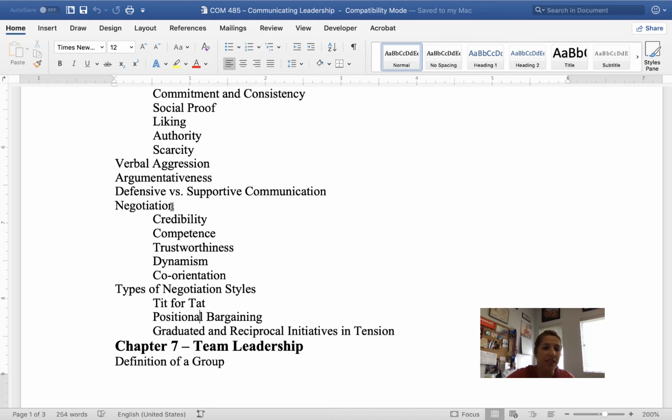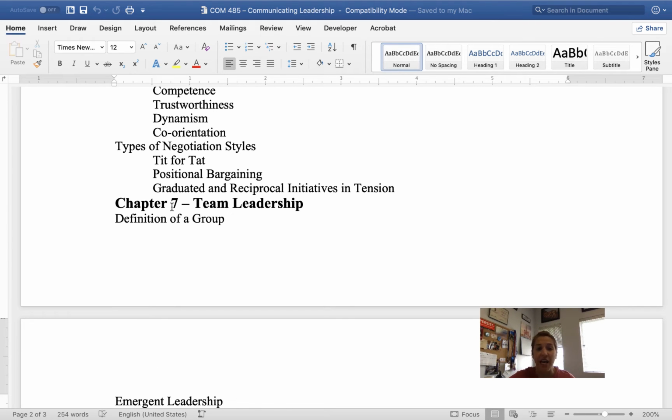We then went to characteristics of good negotiators and types of negotiation styles. These are also talked about in your text. I only put 3 down here, and I gave you the tit for tat, which is mostly negative. I also gave you positional bargaining, so hard bargaining and soft bargaining. And then I gave you one not in your text again, but that I like. It seems to work really well with the graduated and reciprocal initiatives. Know those steps. Know that the graduated and reciprocal initiatives and tension reduction is a positive strategy if there was a true false on that. Remember, tit for tat, not positive, usually ends in a negative spiral of reciprocation. So something to think about there.